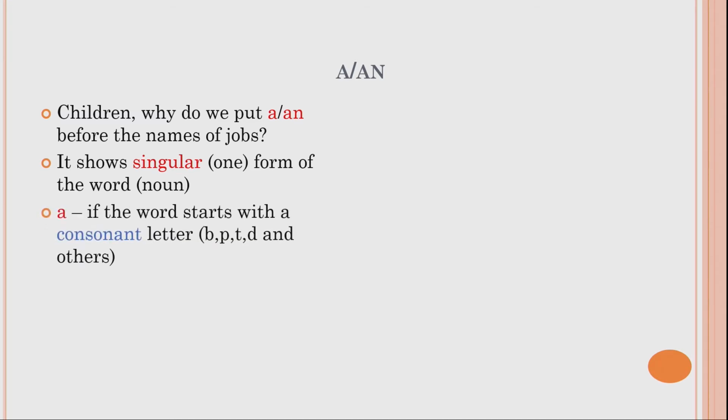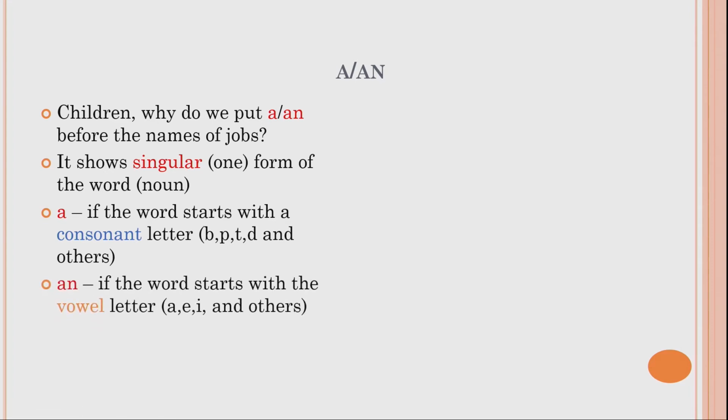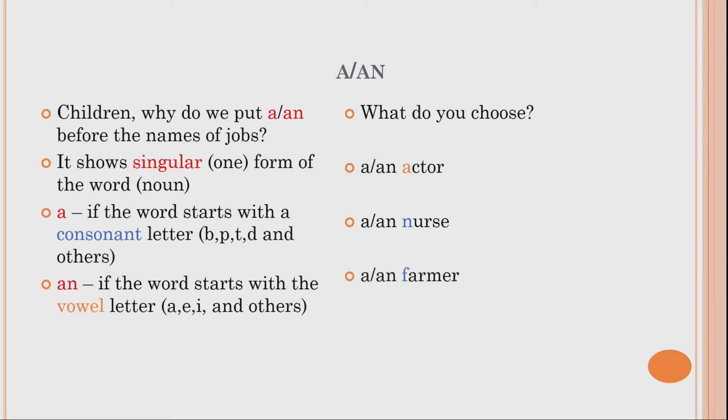We put A if the word starts with a consonant letter, B, P, T, D, and others. We put article N if the word starts with a vowel letter. For example, A, E, I, and others. What do you choose? Do you choose article A or N? A actor or an actor? A nurse or an nurse? A farmer or an farmer? A architect or an architect?